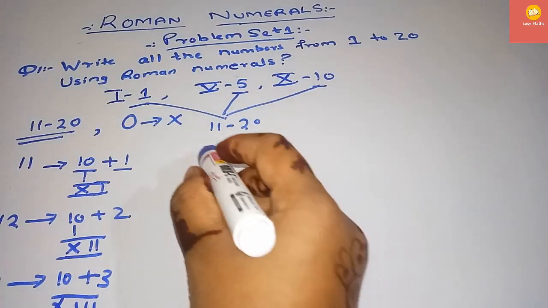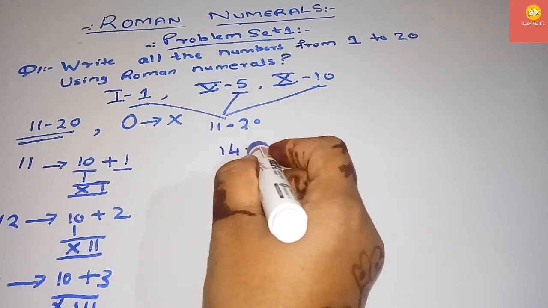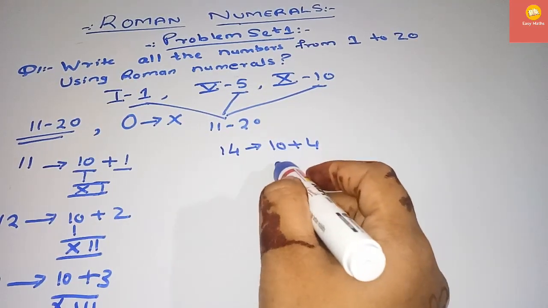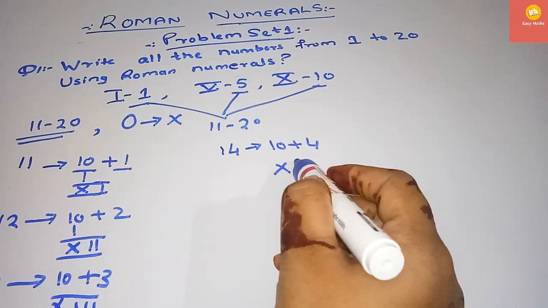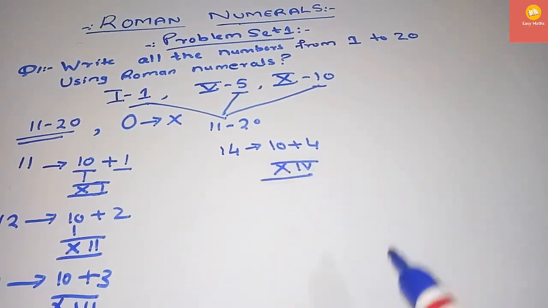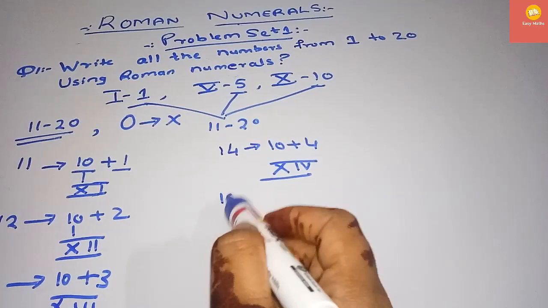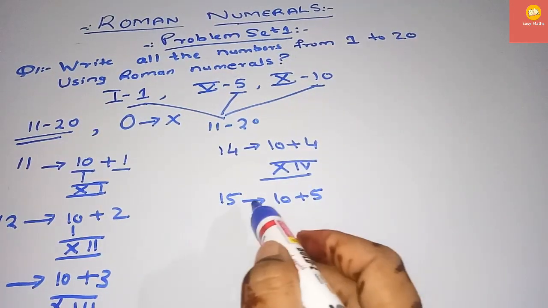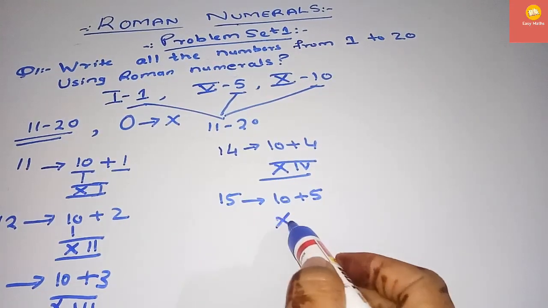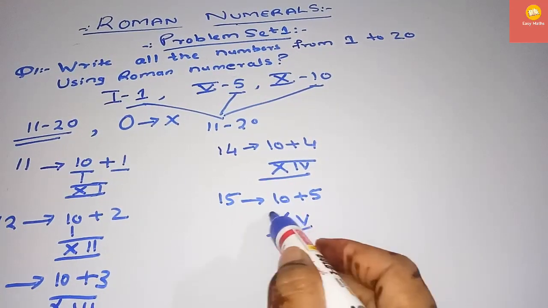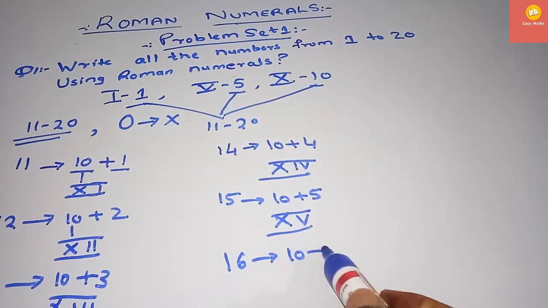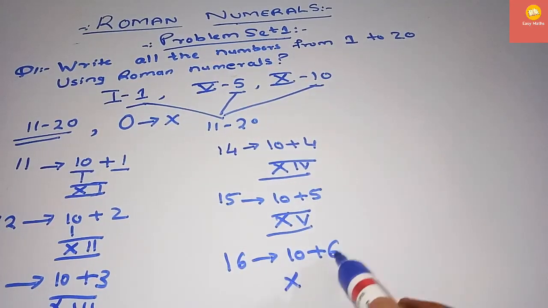Now 14. 14 is nothing but 10 plus 4 is 14. How we write 10? It's capital X. 4 like this. Okay. Now 15. It's nothing but 10 plus 5 is 15. Okay. So how to write 10? Capital X. 5 capital V. So this is how we write 15. 16. 10 plus 6 is 16. Capital X and 6 is 5, 6.